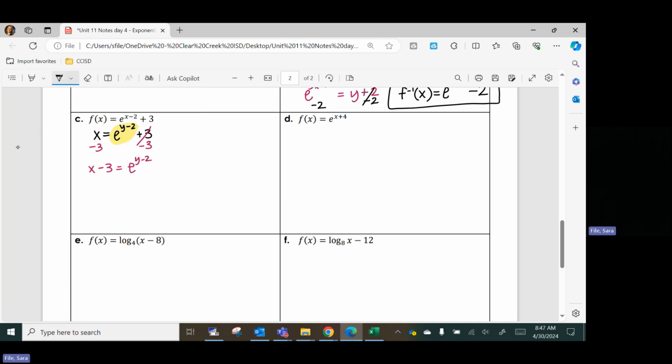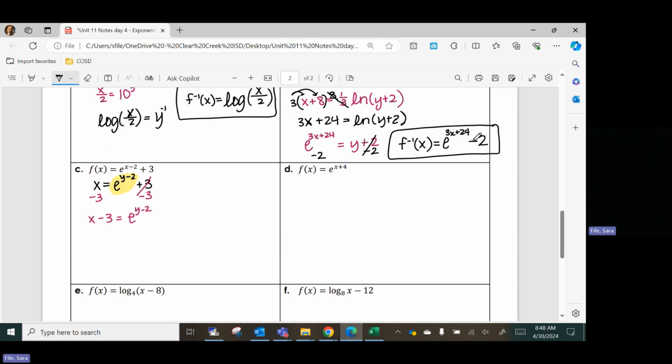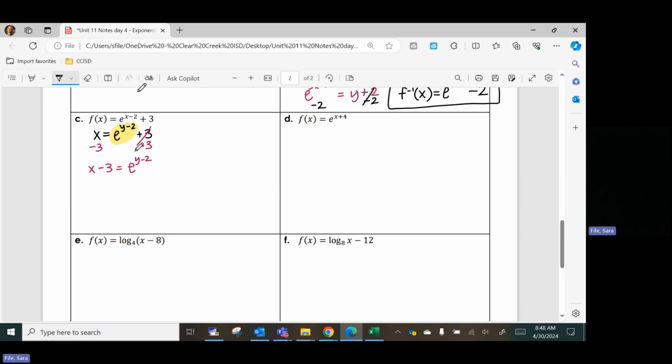Now, if this is a base e, what type of log am I going to write this as? What was it over here? How did we end up with a base e? What kind of log did we come from? ln, natural log. So when I rewrite this from exponential to log, it's going to be a natural log because it's a base e. So it's going to be the natural log, and I don't have to write the e, it's understood, of x minus 3. Now I do need to put that in parentheses because that's all inside the log. And then that's going to equal the y minus 2.